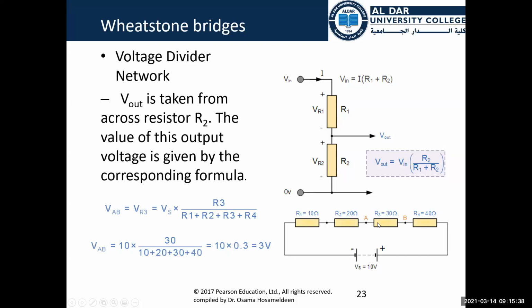And accordingly, we multiply this percentage by the input voltage, which is 10. So we multiply 10 by 30 over 10 plus 20 plus 30 plus 40, and this will give us 10 by 0.3, which is 3 volts. So R3 takes 3 volts from the voltage source.